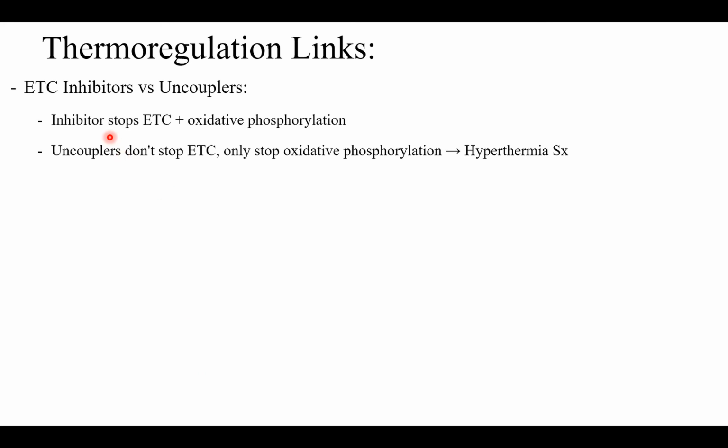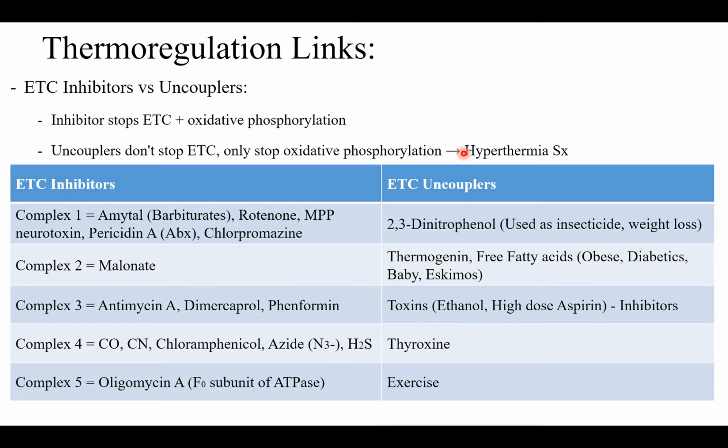Next concept is electron transport chain inhibitors and uncouplers. Inhibitors stop the electron transport chain along with blocking oxidative phosphorylation. However, uncouplers don't stop the electron transport chain, they only stop the oxidative phosphorylation part, and that leads to hyperthermia, and you'll have the whole profile of that patient in your head. We have already talked about that in very good detail.